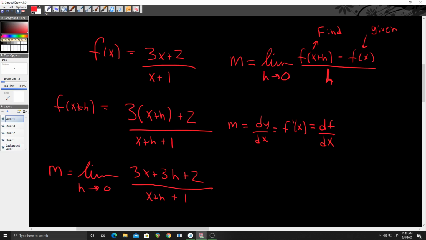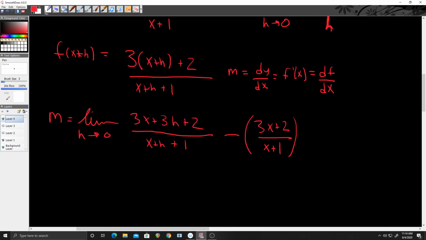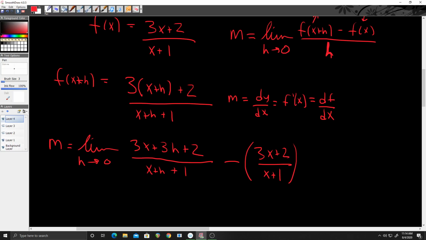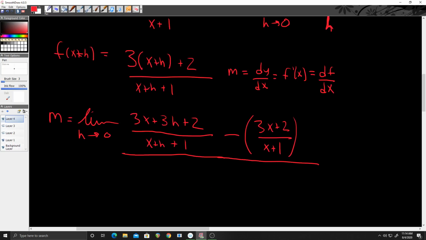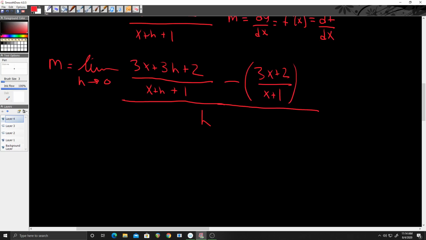There's f of x plus h minus f of x, which is given. 3x plus 2 over x plus 1. Be careful with your grouping symbols. You're subtracting the whole thing, so put the thing in parentheses. People make that mistake all the time. Don't make that mistake. Okay. Divided by h now. All right. So, nasty algebra time, yeah?